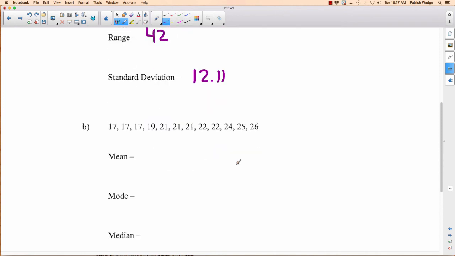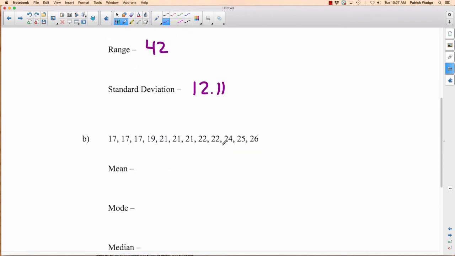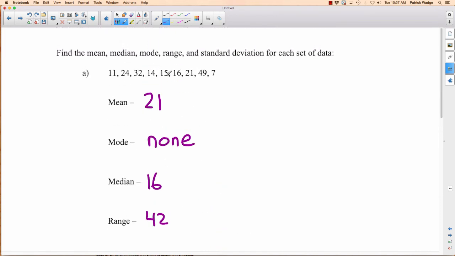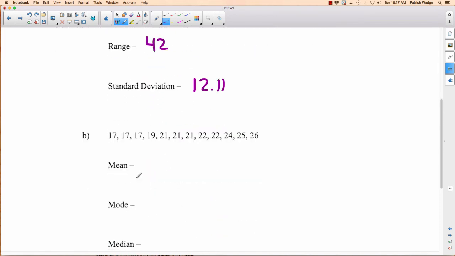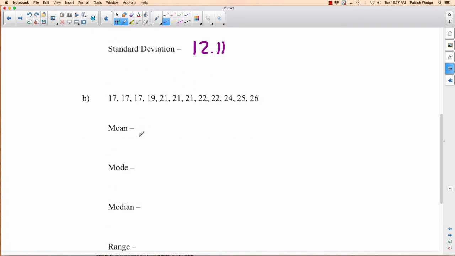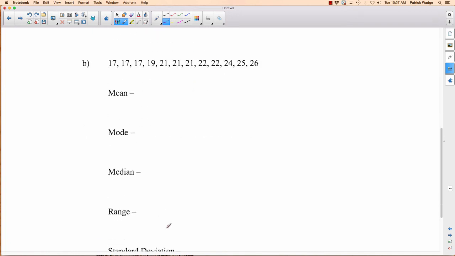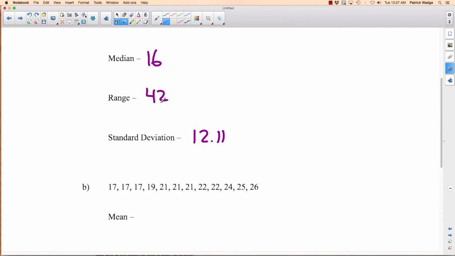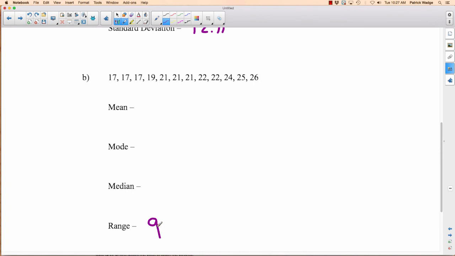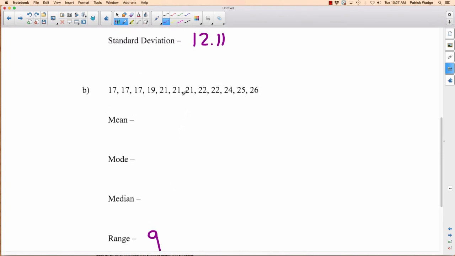I'll give you a hint. If we were to calculate the range, this one is already in order from smallest to biggest. This one's not, which makes it a little bit hard to compare. I should have put this in order. But this one is in order from smallest to biggest, and you can see the smallest is 17, the biggest is 26. If we did 26 minus 17, you would get a range of 9. So what do you think? The range was 42 up here and 9 down there. Would you predict that the standard deviation is going to be more or less there? It's probably going to be less.